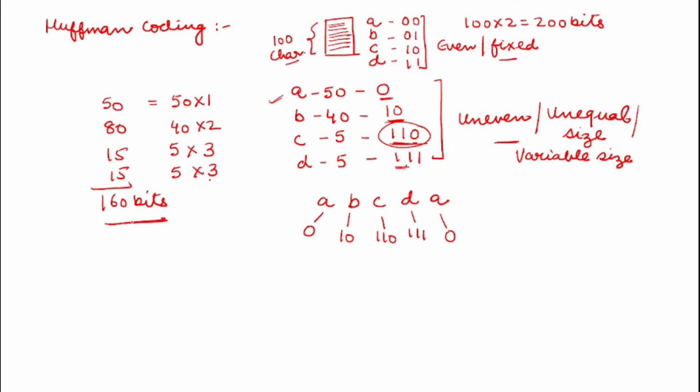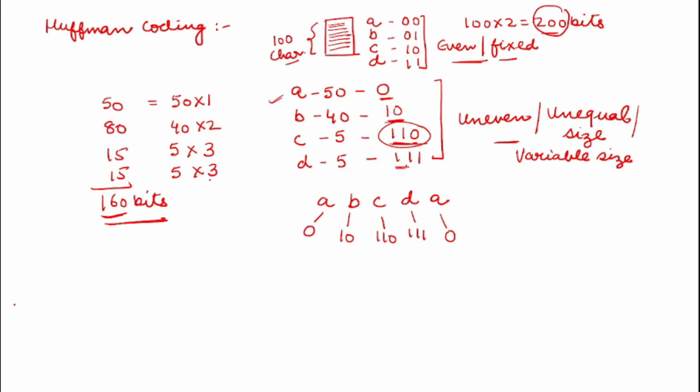So we can say that in uniform encoding, I used to get 200 bits. It was uniform or even or fixed, and I was getting 200 bits. Whenever I am taking the unequal size or the variable size, then I am getting 160 bits, which is far better than that. So it depends upon the frequency. So here there is a gain of 40 bits.